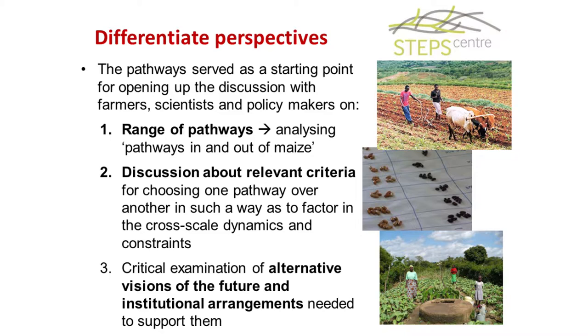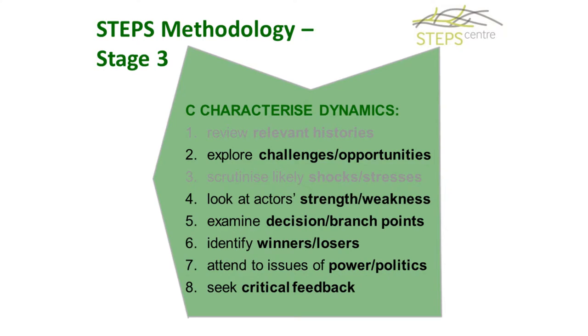And then using that to do some analysis of alternative visions of futures and institutional arrangements that might open up and broaden out the array of pathways available. And we then went through stage three, thinking about some of the challenges and opportunities that would be involved in and characterizing, analyzing the dynamics around those, thinking about those strengths and weaknesses I mentioned, thinking about different decisions that would be required, different sorts of actions, priorities, investments needed, thinking about the winners and losers in relation. If you choose this pathway, who benefits and who doesn't, and why?